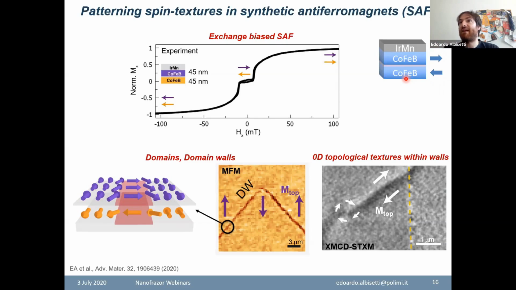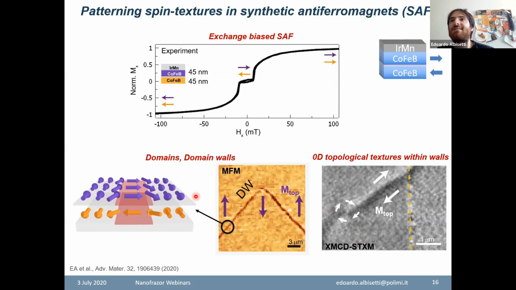So what happens here is that you have your usual antiferromagnetic exchange bias interaction on the top layer. So you can write, again, by tam-SPL, the magnetization in the top layer. And because of the interaction between the two ferromagnetic layers, the bottom layer will point, point by point, in the opposite direction. And so you can write, again, domain walls, topological textures within domain walls or magnetic domains, exactly as we did before with a single magnetic layer.